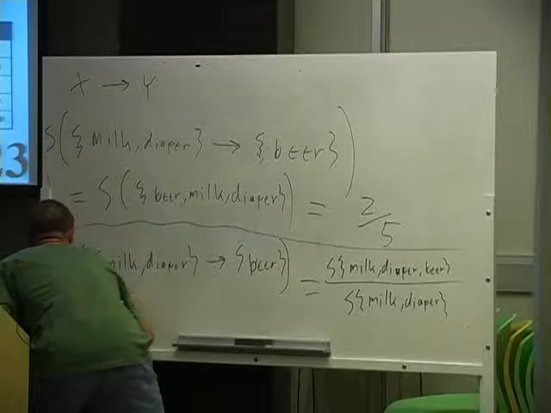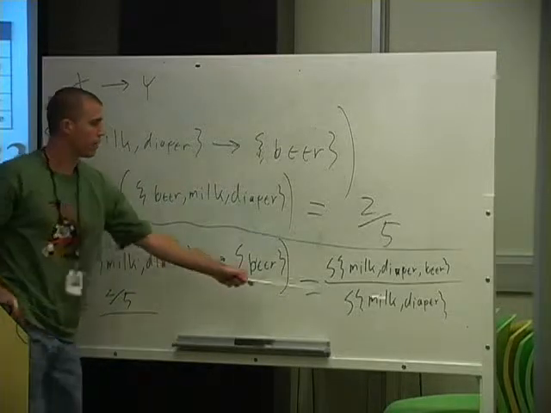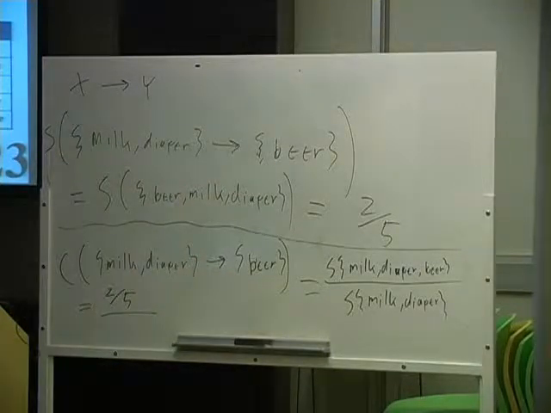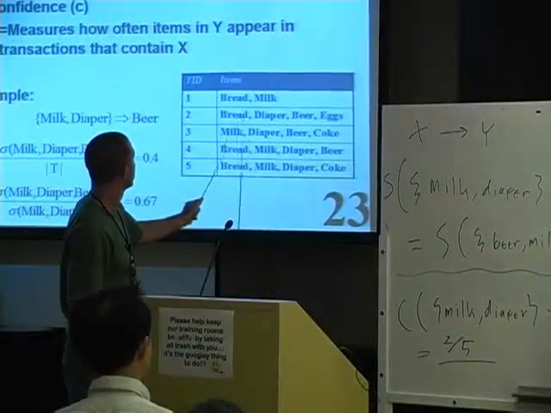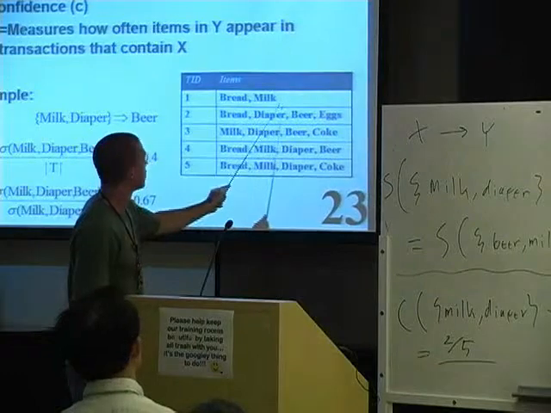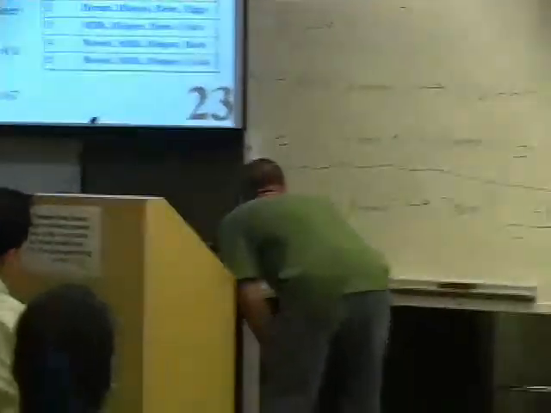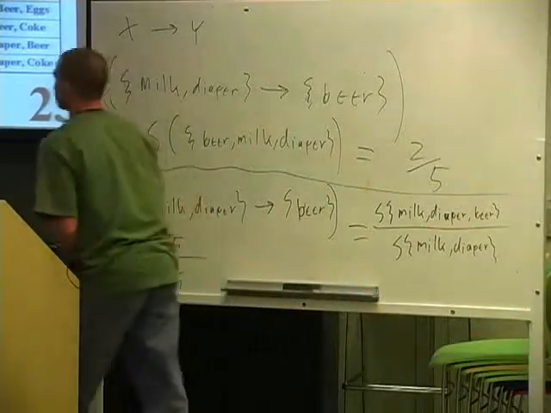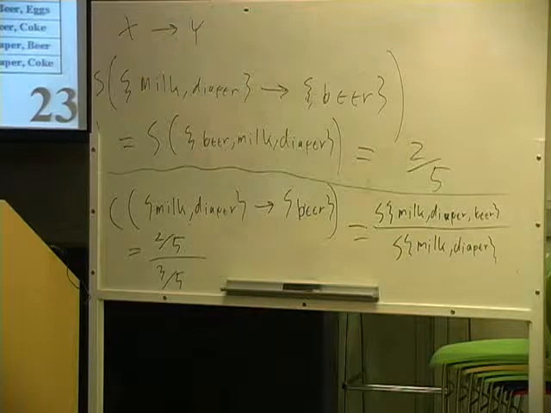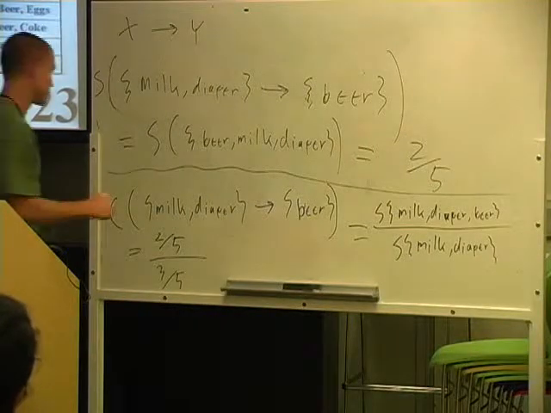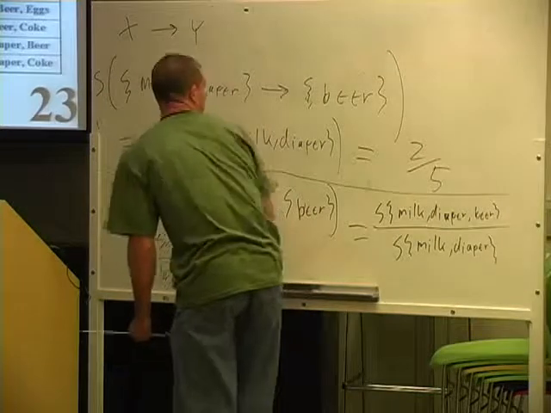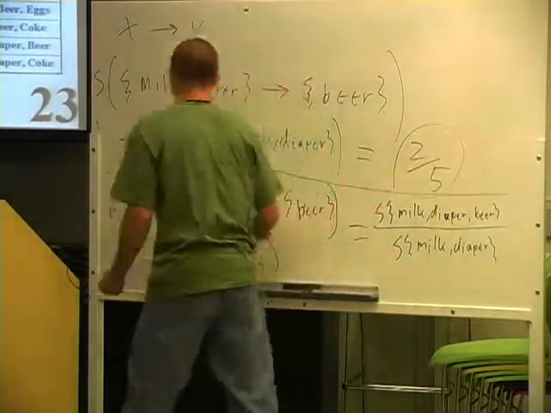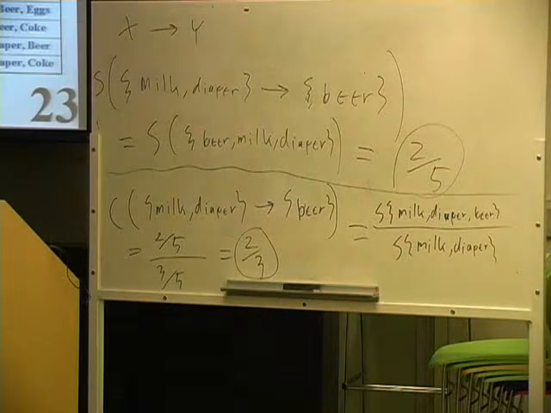But the bottom is how many people bought milk and diaper. Well, how many people bought milk and diaper? 1, 2, 3. So the bottom is 3/5. Your book uses support count rather than support, but it doesn't matter because the denominator is the same. It comes out to be 2/3. So the 2/3 is what we call the confidence of the rule.